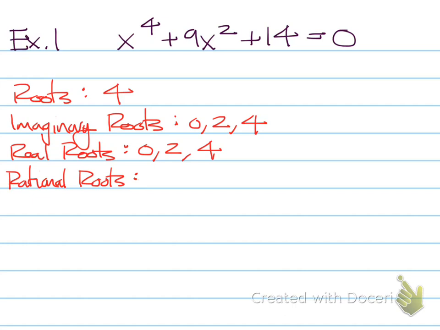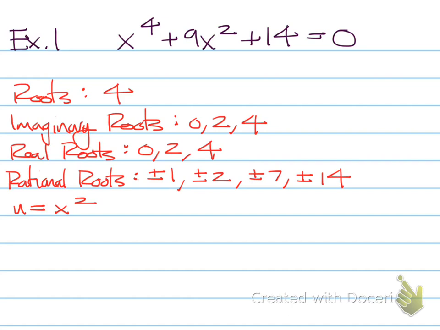And then to find all the rational roots, we're going to take all the factors of the constant term, divided by all the factors of the coefficient of the lead term. Alright, so factors of 14 are positive and negative 1, positive and negative 2, positive and negative 7, positive and negative 14. And since the coefficient of the lead term is 1, when you divide each of those numbers by 1, you just get what you started off with.